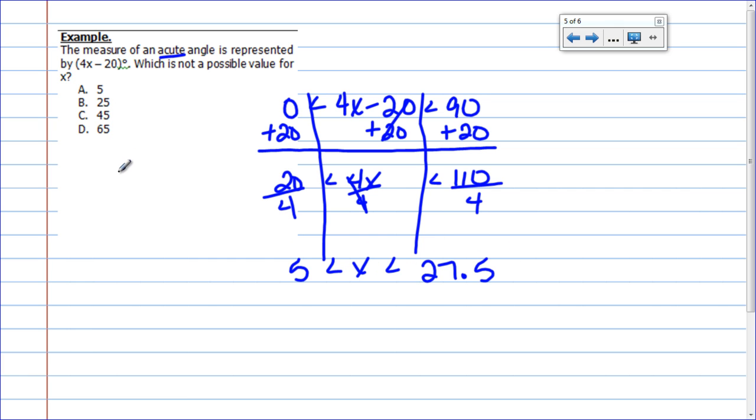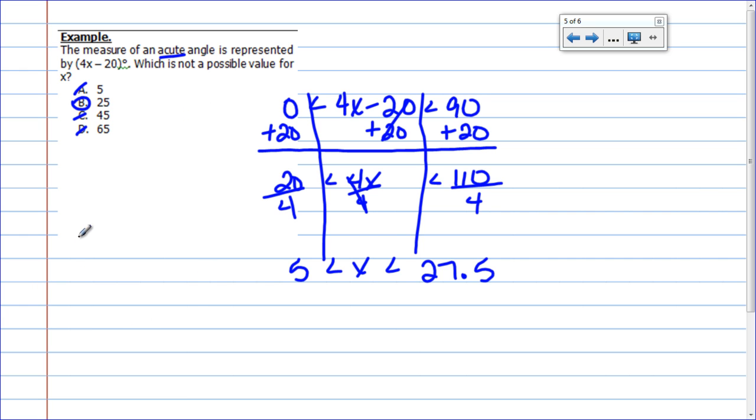And so I'll look at my answer choices. 5 can't be between 5 and something because it's equal to it. 25 can be between them because it's bigger than 5 and less than 27.5, so it can be that one. 45 can't because it's bigger than this end over here, and 65 also can't because it's bigger, so it has to be B. Now, if you don't want to deal with the equation, you can plug in values until you get one that's in between what you know it has to be.